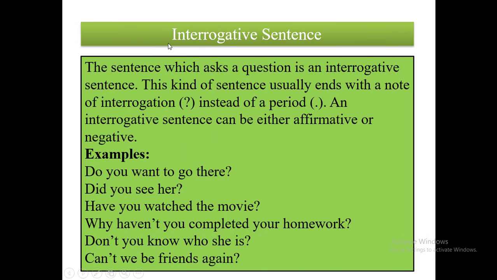Now, interrogative sentence. The sentence which asks a question is an interrogative sentence. This kind of sentence usually ends with a note of interrogation, I mean question mark, instead of a period. Period means full stop. An interrogative sentence can be either affirmative or negative. For examples, do you want to go there? Did you see her? Have you watched the movie? Why haven't you completed your homework? Don't you know who she is? Can't we be friends again?